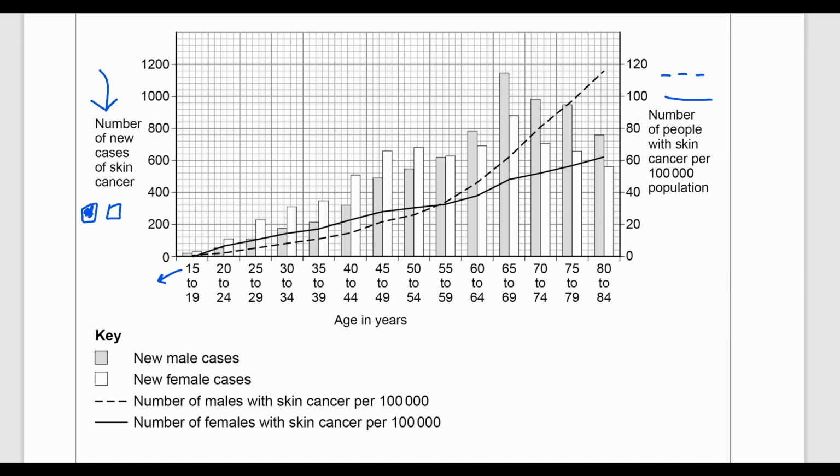The next thing that we could do is we could look at the bars and see, comparing males to females, how is it different? Well, for males, they seem to be lower than females from 15 to 19 all the way to 55 to 59. After that, from 60 to 64 onwards, you can see that the number of cases for males is higher than females.